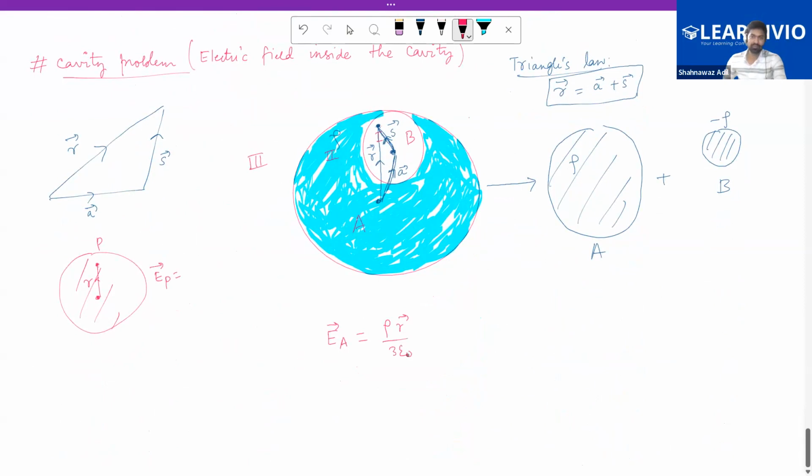Clear, everyone? Now think about you have a smaller sphere, its charge density is minus rho. From the center to this point the distance is S. So can you tell me what would be the electric field due to the smaller sphere?